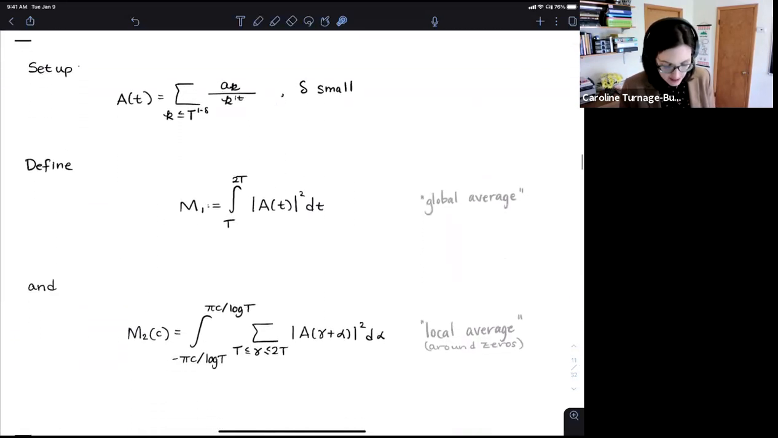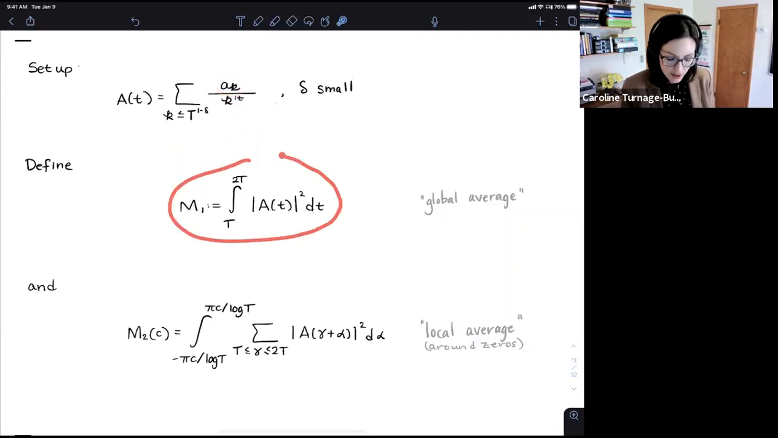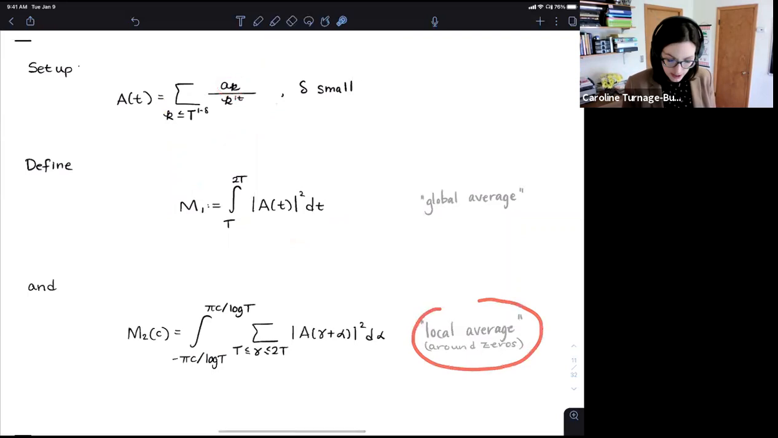The idea of this method is that you're going to take usually polynomials and compare averages of this polynomial. You're going to choose at the end what you want the coefficient to be. But suffice to say, we're going to look at two averages. One's a global average, so we'll look at how the polynomial behaves between t and 2t on average. And we'll also look at a local average. This is around zeros of the zeta function, and this average is located around some sort of size of a gap.